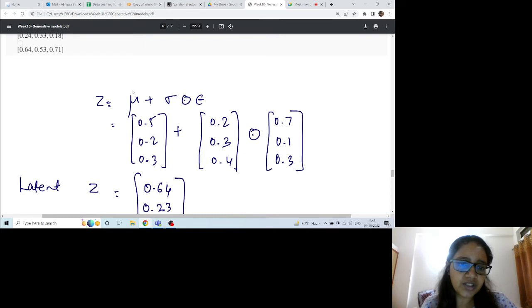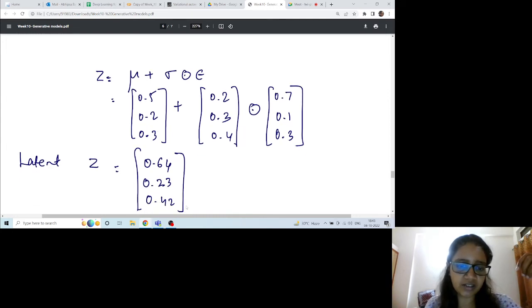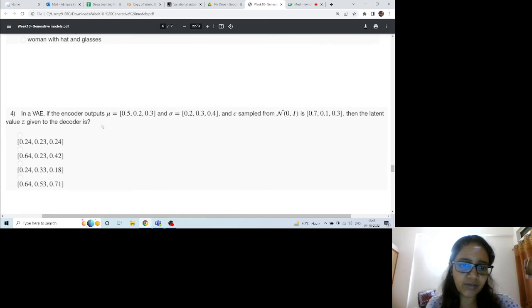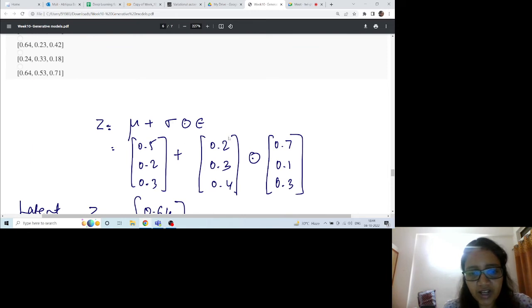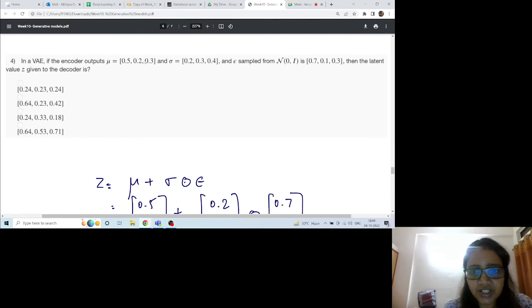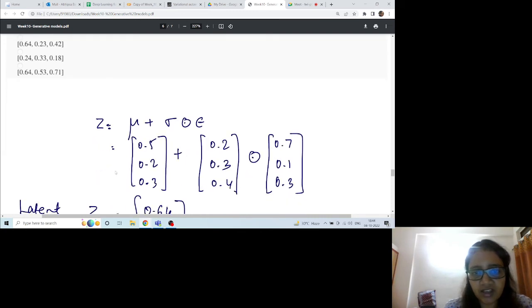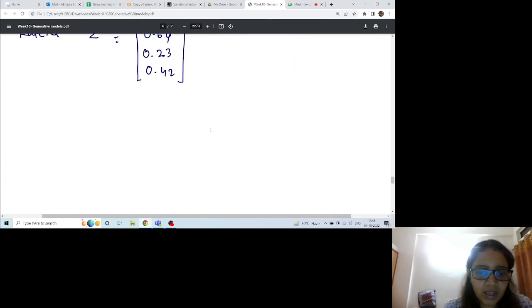Mu is given here, sigma is given to you, epsilon is given to you. So all you have to do is just feed those values in this formula and you get this. So what your sampled value is going to be is mu plus epsilon times sigma. If you don't get it, revise your Gaussian lessons once again, but this is how it is going to be. So it's a very simple question which is just asking you how you sample your z if you are given values in this way. So this is simple.